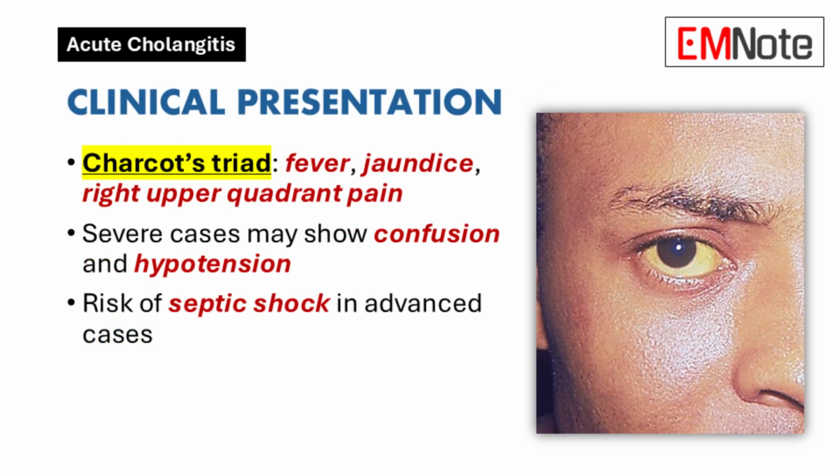Clinical presentation. Patients with acute cholangitis often present with a classic triad of symptoms: fever, jaundice, and right upper quadrant pain, known as Charcot's triad. In severe cases, patients may exhibit confusion or hypotension, indicating possible septic shock.